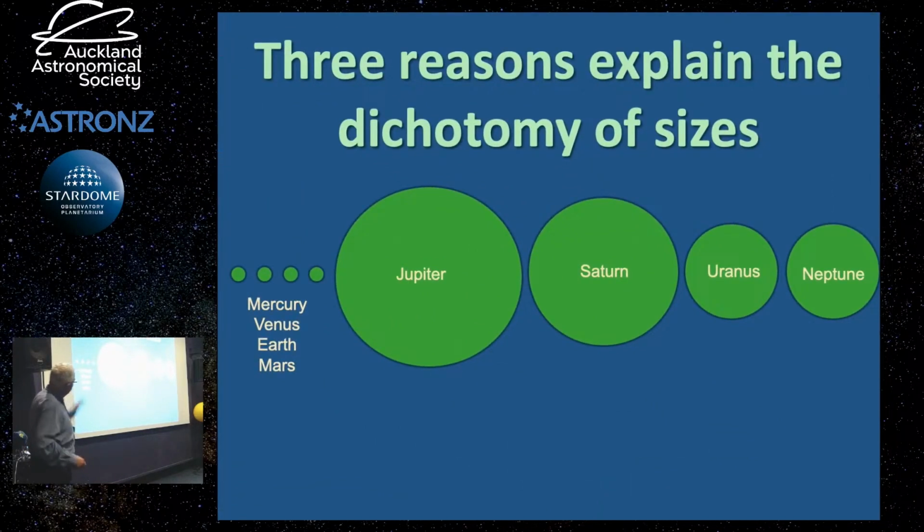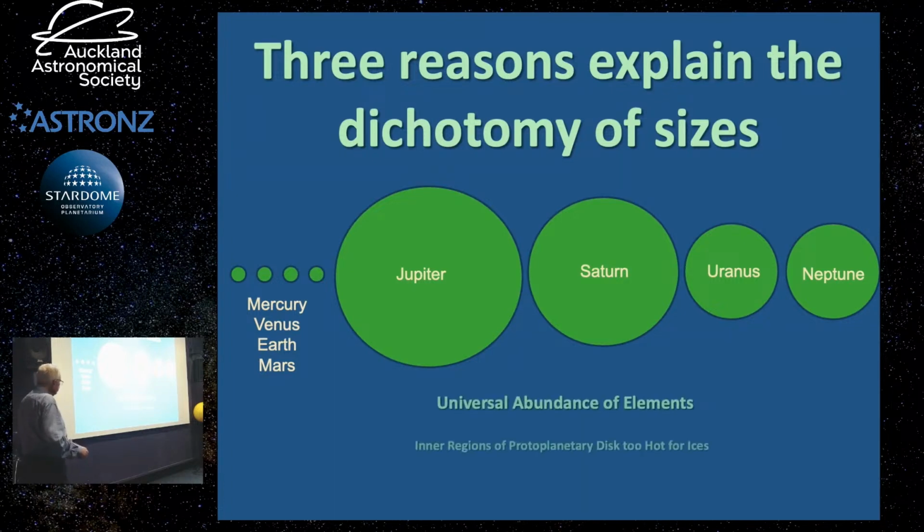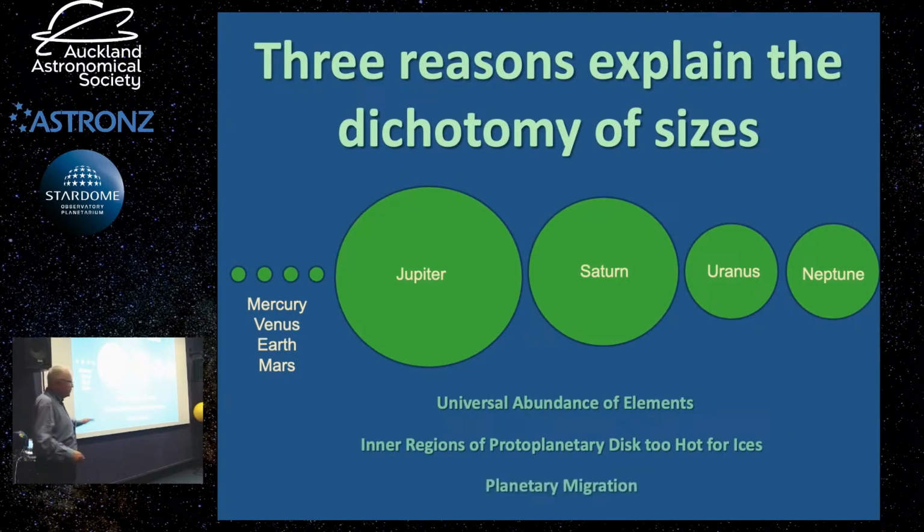Let's look at some reasons to explain the dichotomy of the sizes. There are 2 prime reasons, but there's a third reason that has a contributory factor, which is just interesting food for thought. We're going to go through each of these, but just listing them first: the universal abundance of elements, the inner regions of that protoplanetary disk being too hot for ices, and we're going to talk about the concept of planetary migration.